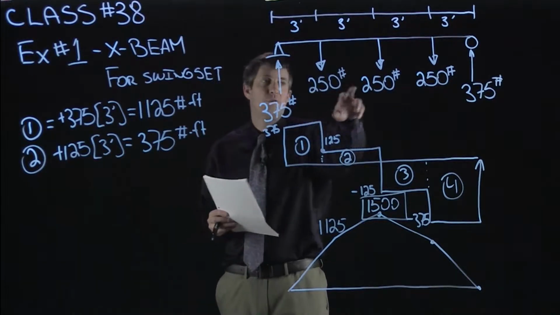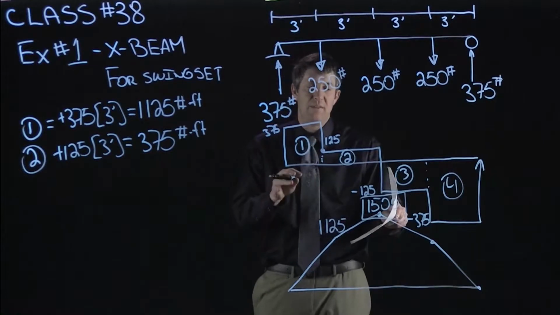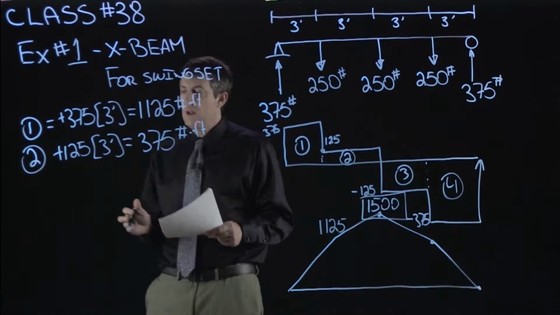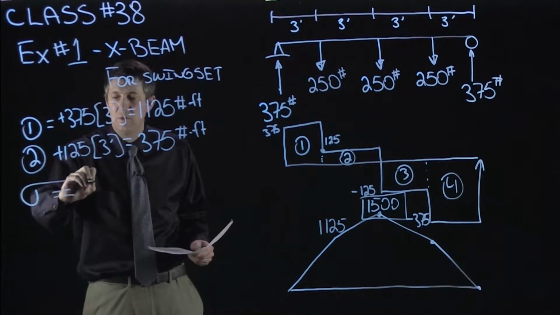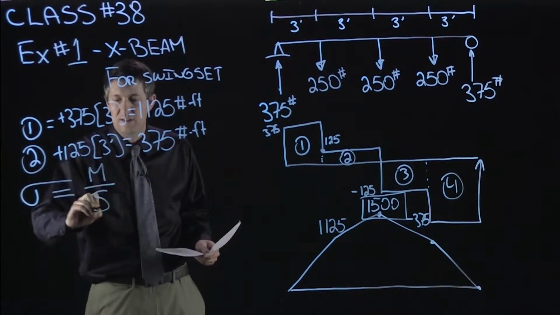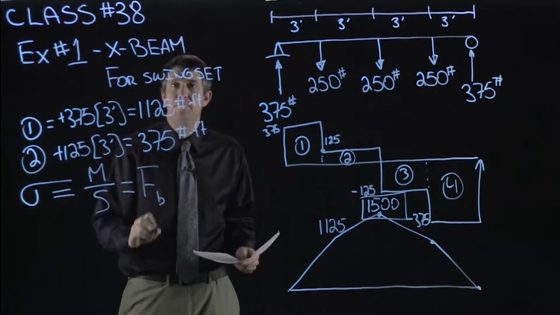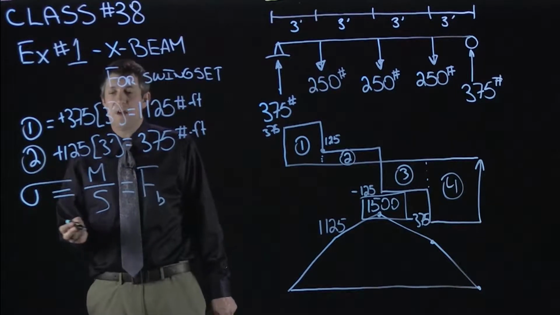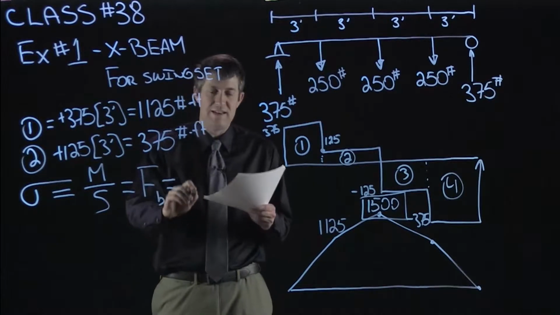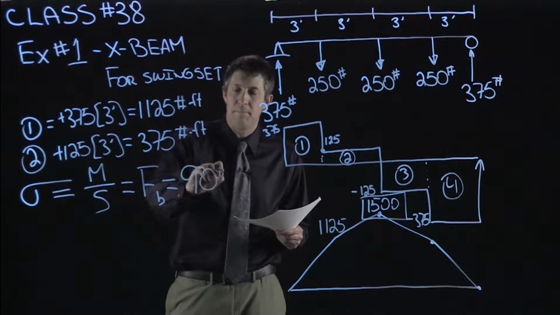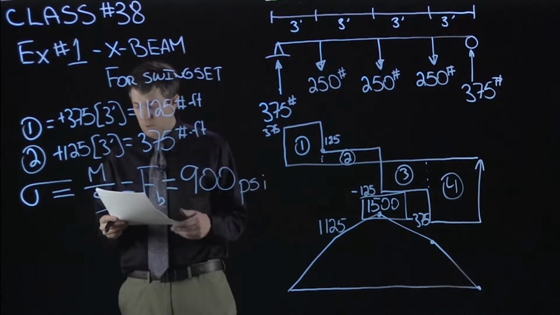Remember, this example we're doing in pounds. We're not doing it in kip-feet like we've done in some of our other examples. So if we go back to our original equation, where stress equals M over S, that equals the bending stress, F_b. I'm going to give you the bending stress for the wood that we're going to be using. We're going to set that equal to 900 psi. Remember, this is in pounds per square inch.